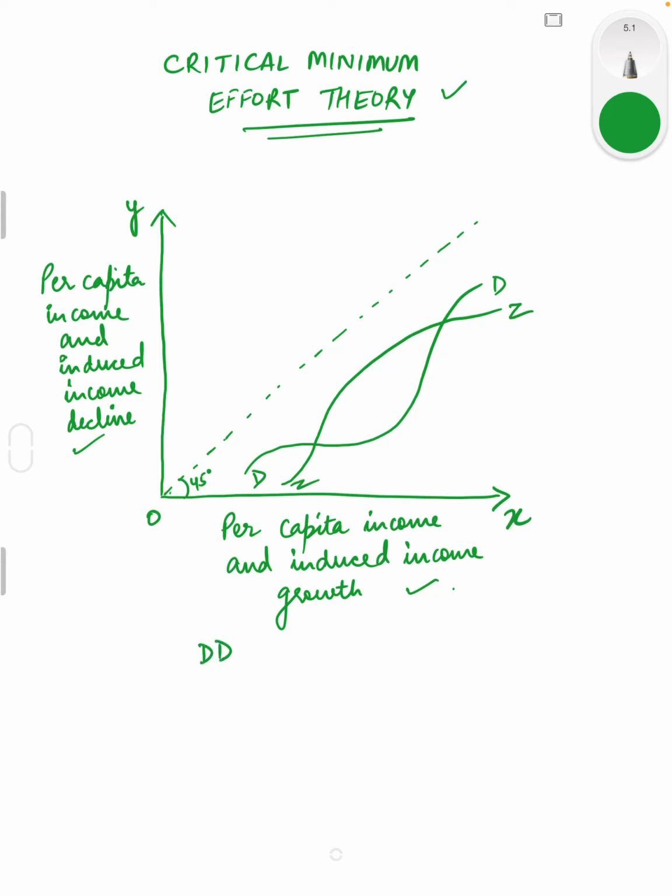Now what does DD represent? DD represents the impact of shocks, right? And the ZZ curve represents the impact of stimulants, right? So these are what these two curves are depicting. DD is representing shocks and ZZ represents stimulants.